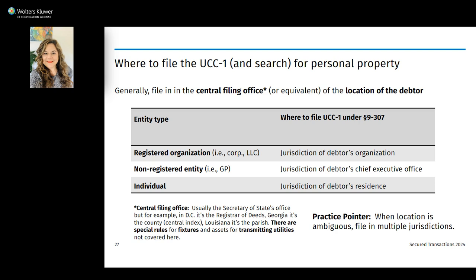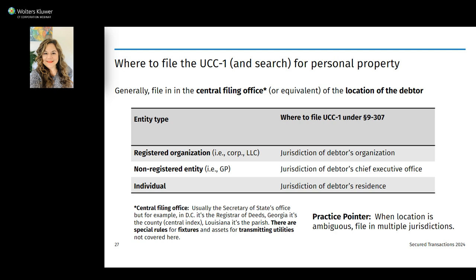Let's discuss where to file the UCC1 and, of course, search for personal property. Generally speaking, you have to file the UCC1 in the central filing office or equivalent of the location of the debtor. What are we talking about? If it's a registered organization, then that means that you're going to file at the jurisdiction of the debtor's organization. Where did they form? For non-registered entities, in general partners, partnerships in California are not registered, you look to the debtor's chief executive office. And with individuals, you look to the jurisdiction of the debtor's residence.